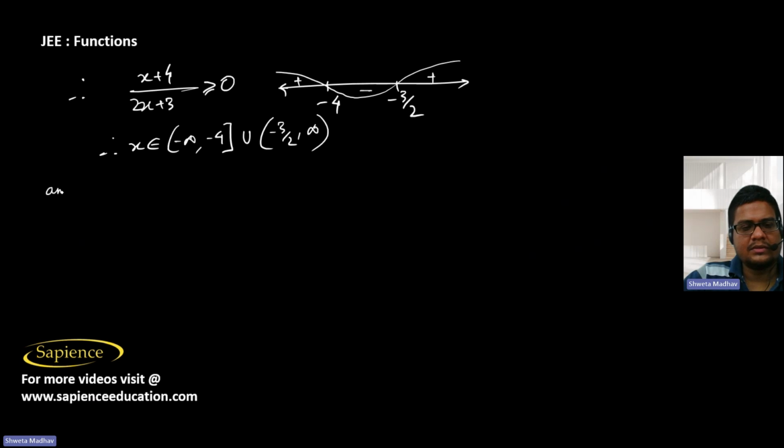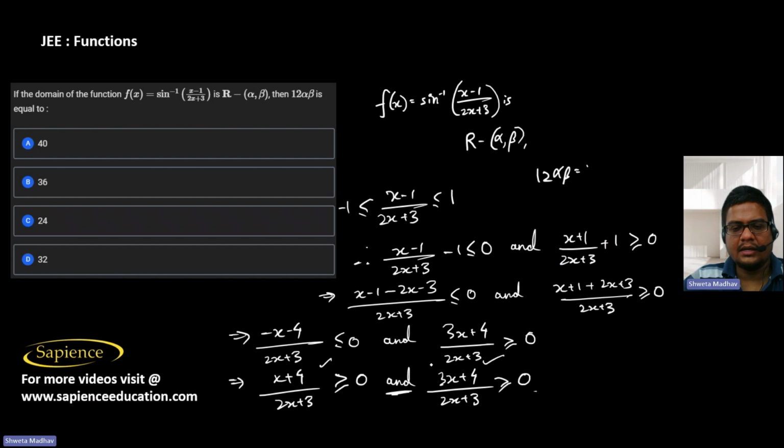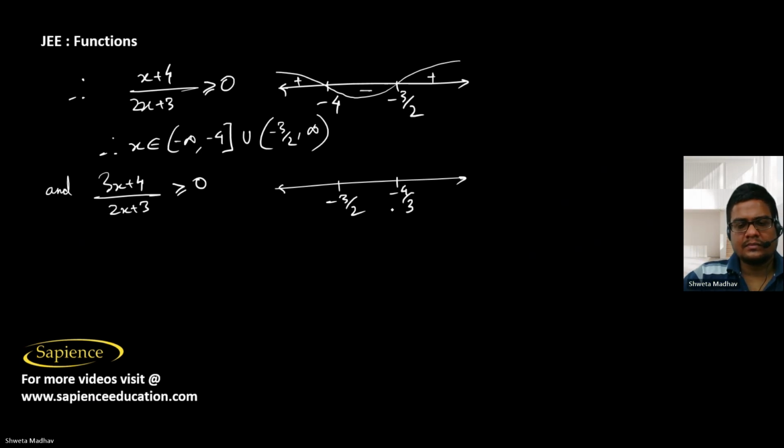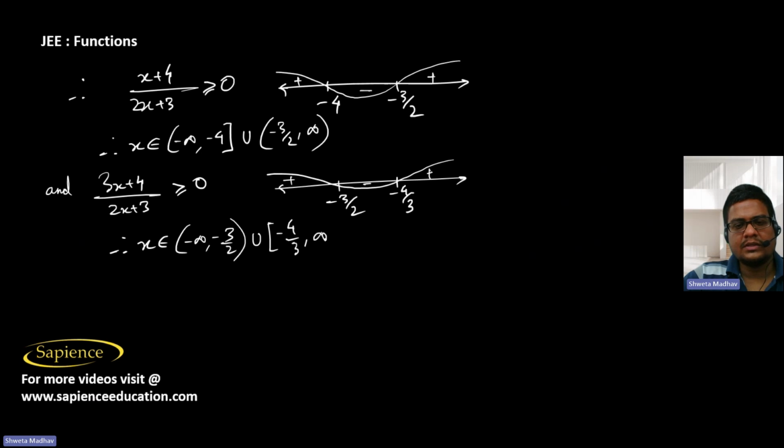Similarly, for the second inequality, which is (3x plus 4) divided by (2x plus 3), that should be greater than or equal to 0. Here also we draw the number line. One critical point is at -3/2, one is at -4/3. If we take a value which is more than -4/3, that is 0, then it will be positive. So it is positive, negative, and positive. Therefore the solution set will be x belongs to -infinity to -3/2 union -4/3 to infinity.